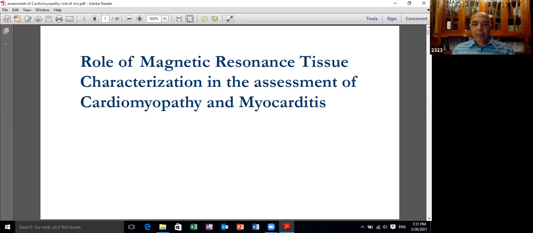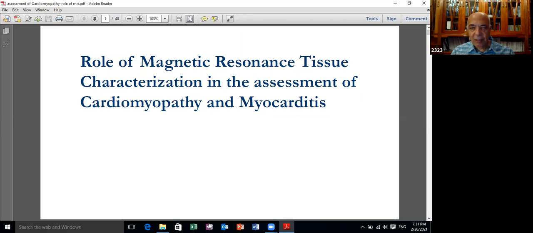CMR, particularly in relation to tissue characterization and the diagnosis of an important category of cardiac diseases, which is myocardial diseases, cardiomyopathy and myocarditis. Some of you might think that MRI is a recent method of investigation. It's relatively recent, of course, but the first MRI was of a finger, taken by Sir Peter Mansfield and Paul Lauterbur. This was in 1977.